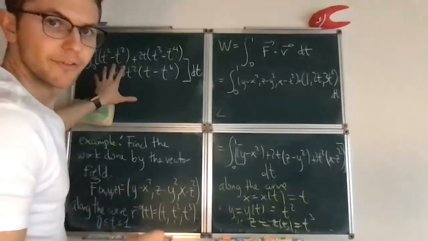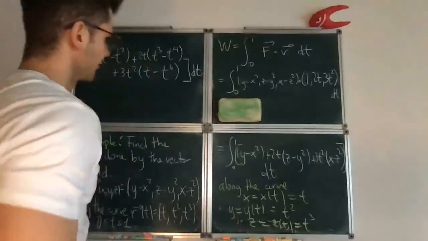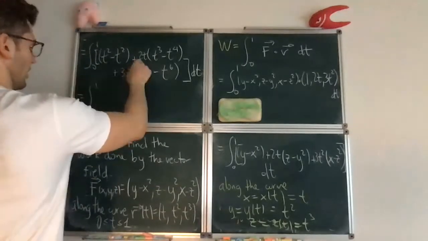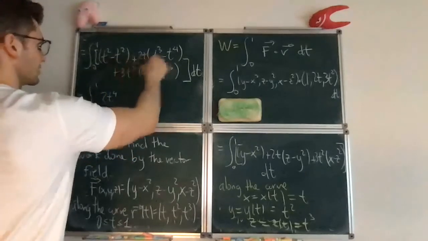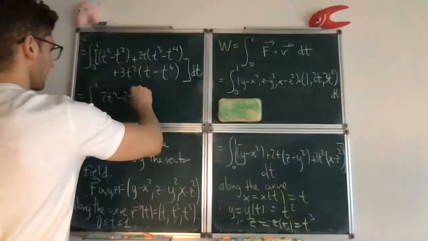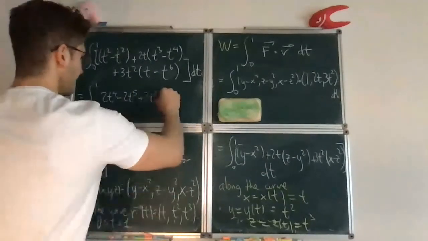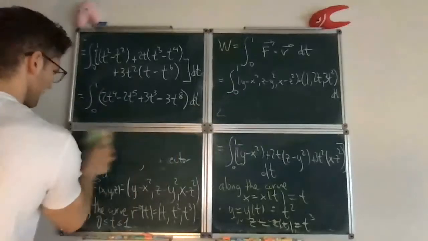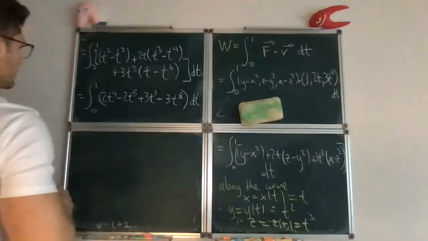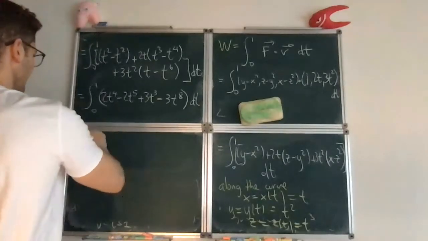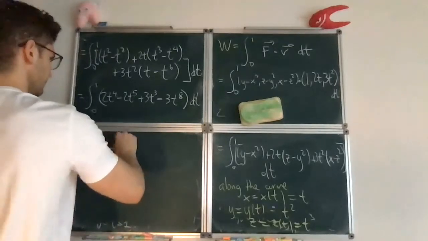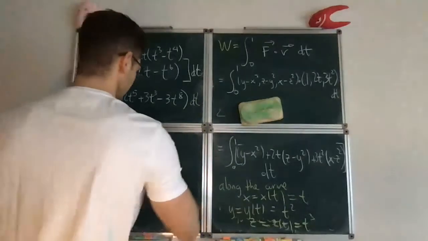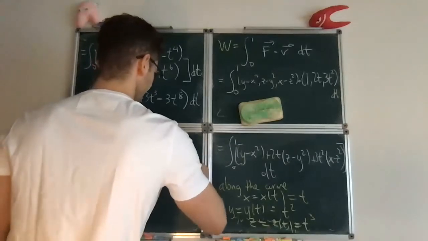So now we do finally get something that should look a lot more similar to things we have done in the past. So we just simplify this a little bit first, so you get the integral from 0 to 1 of 2t to the 4 minus 2t to the 5 plus 3t cubed minus 3t to the 8 dt, and that's not too bad to integrate because it's from 0 to 1. So this becomes 2t to the 5 over 5 minus 2t to the 6 over 6 plus 3t to the 4 over 4 minus 3t to the 9 over 9. Again, this at 0 and 1.